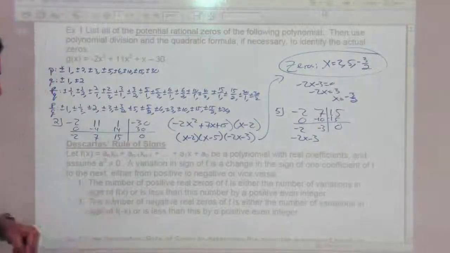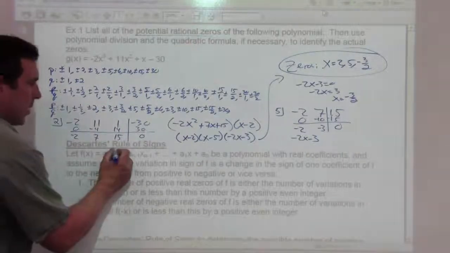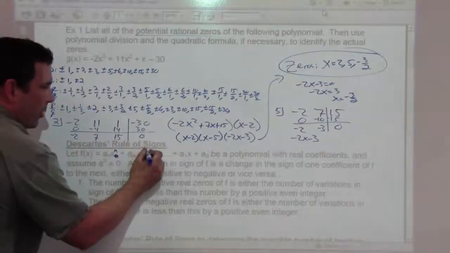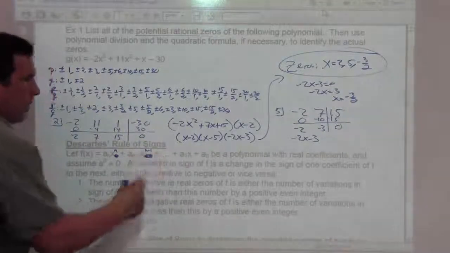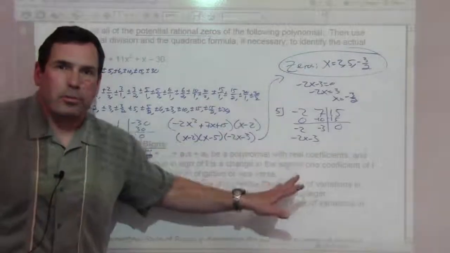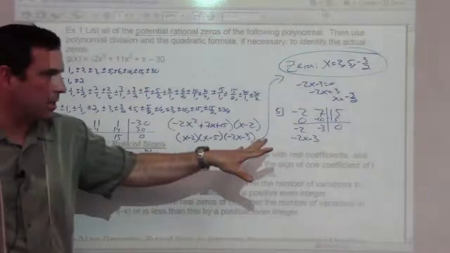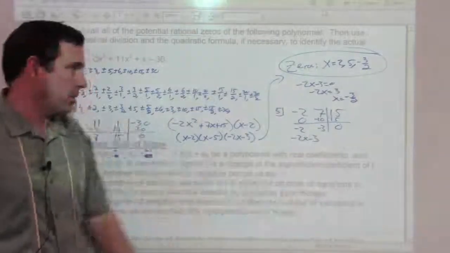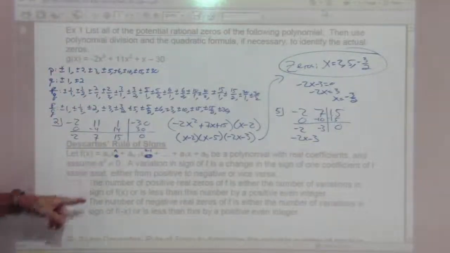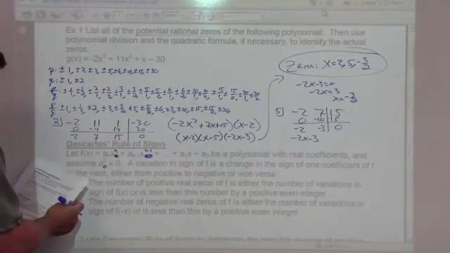So let us continue. Descartes' rule of signs. Let f of x equals a sub n x to the n. Okay, we still have a polynomial here with real coefficients. Now this is real, it doesn't have to be integer. In the previous case, if they're integer, this is the situation. In this case, now we're just talking about any real numbers. And assume that a sub 0 is not 0.